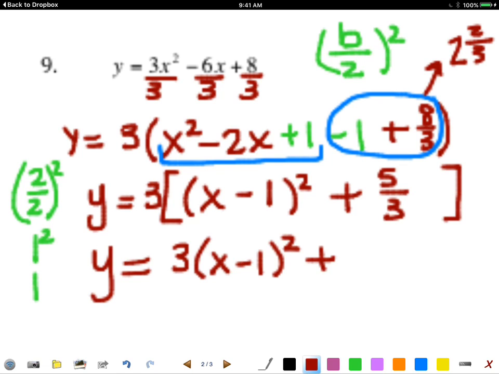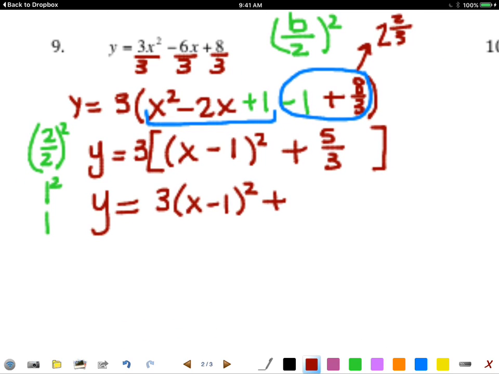3 times 5/3. Now, if you're like, what? Do it. Just come out here to the side. It's not that hard. 3 times 5/3 is like this. Because 3 times 5 is 15 and 1 times 3 is 3. So you could get 15/3, which is 5, or you could simplify this, right? And you're left with 5. So either way, you're left with 5.